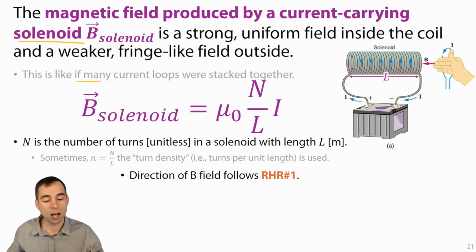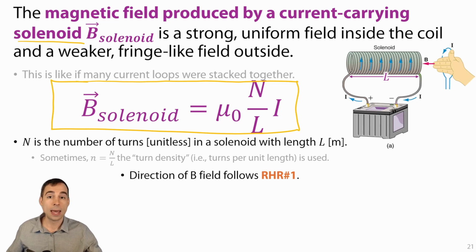And we can calculate the magnetic field from a solenoid in its center by using this equation here, where mu0 is the permeability of free space, n is the number of turns in that coil, and L is the length of the coil. And I, of course, is the current running through that coil.